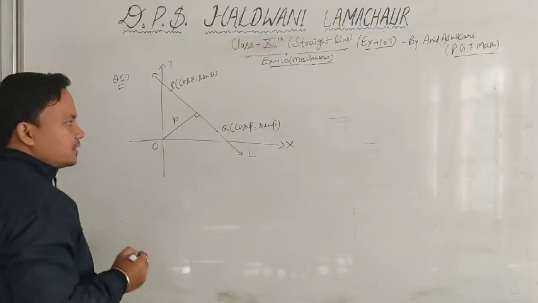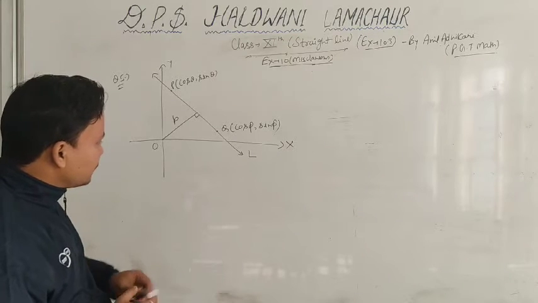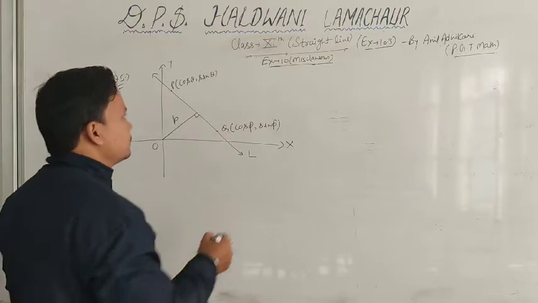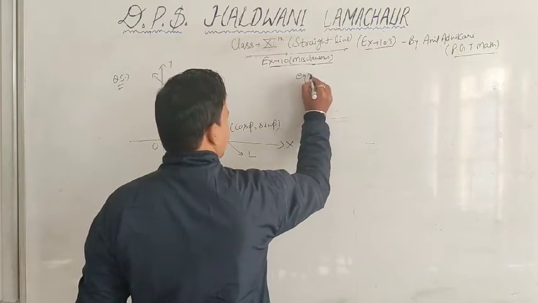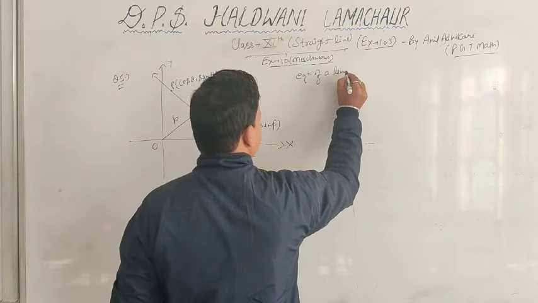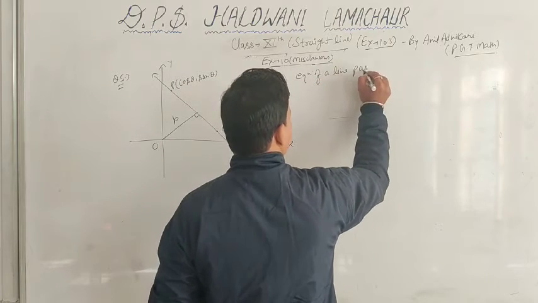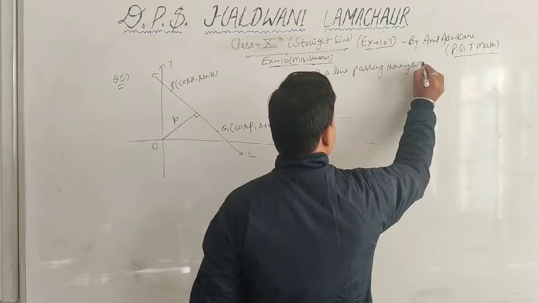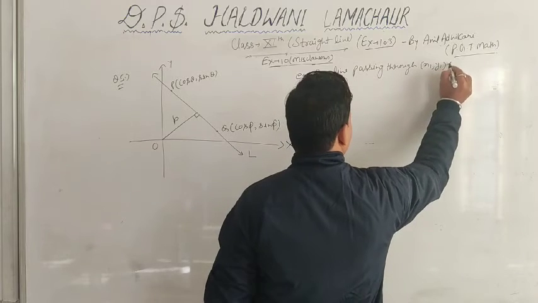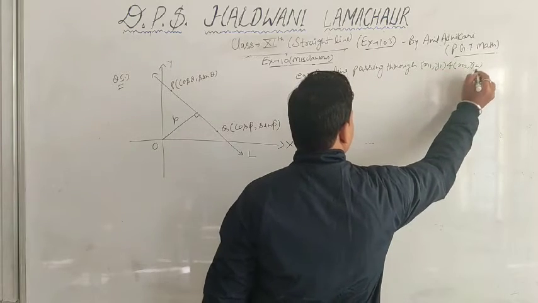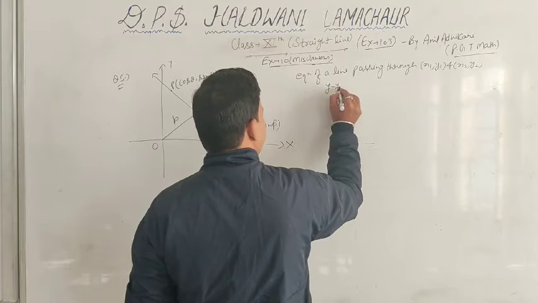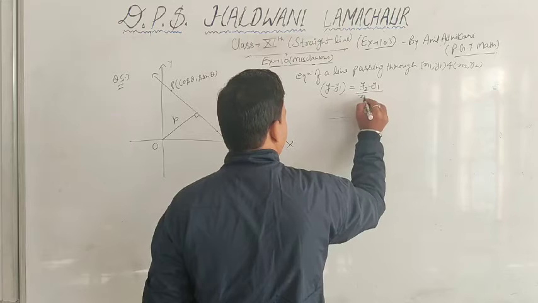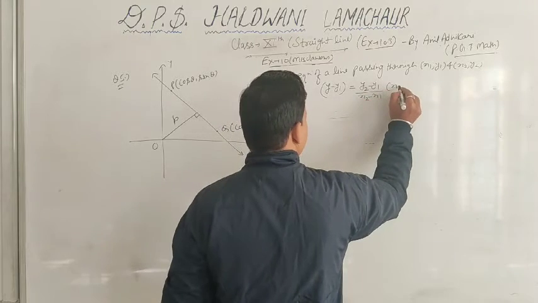Okay, so first we will find the equation of this straight line, then we will find the perpendicular distance. As I told you earlier, the equation of a line passing through (x1, y1) and (x2, y2) is: y minus y1 equals (y2 minus y1) upon (x2 minus x1), within bracket x minus x1.